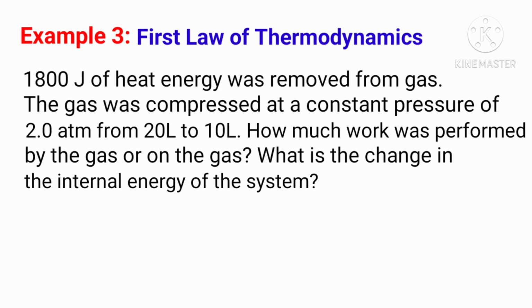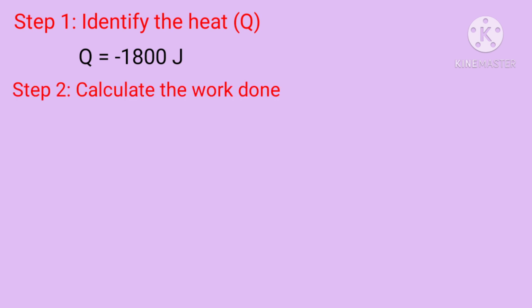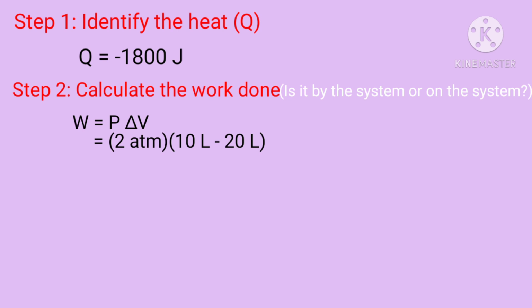To start the calculation, step 1, identify the heat. Our heat here is negative 1,800 joule. Why negative? Because it was removed from the gas, so it is negative. Step 2, calculate the work done and identify whether it is done by the system or on the system. Work done is equal to pressure times change in volume. So 2 atm times 10 liters minus 20 liters is equal to negative 20 L-atm. So let's convert the L-atm to joule.